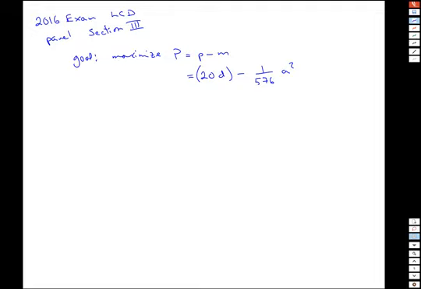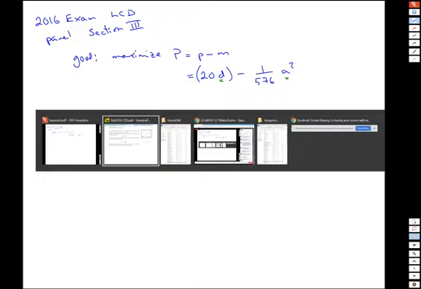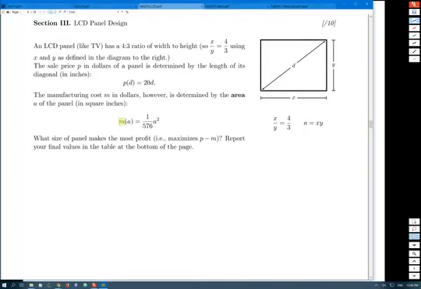So the challenge is we have two variables, D and A, and we can't just differentiate this and set it equal to 0. What you're hopefully thinking is, I've got a function, I want to find its maximum, I differentiate and set equal to 0. You can only do that if you have one consistent variable. So we have to fix that.